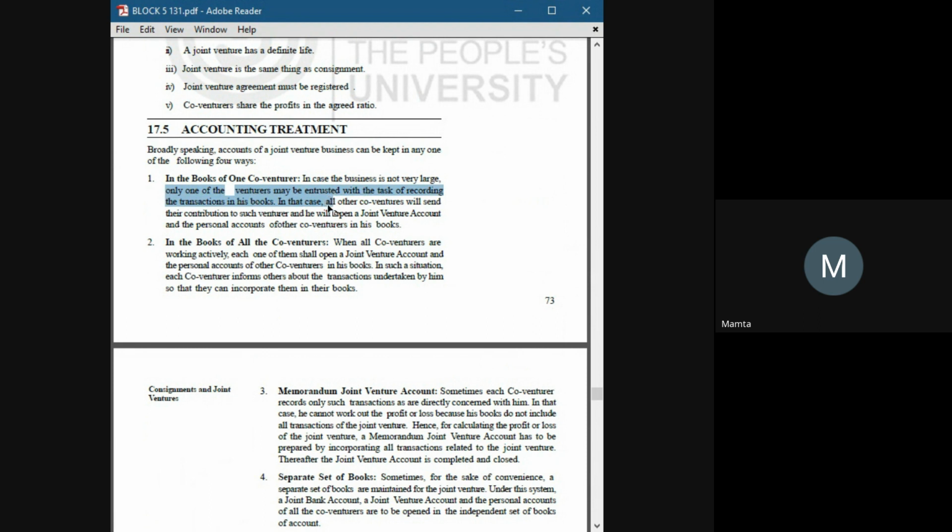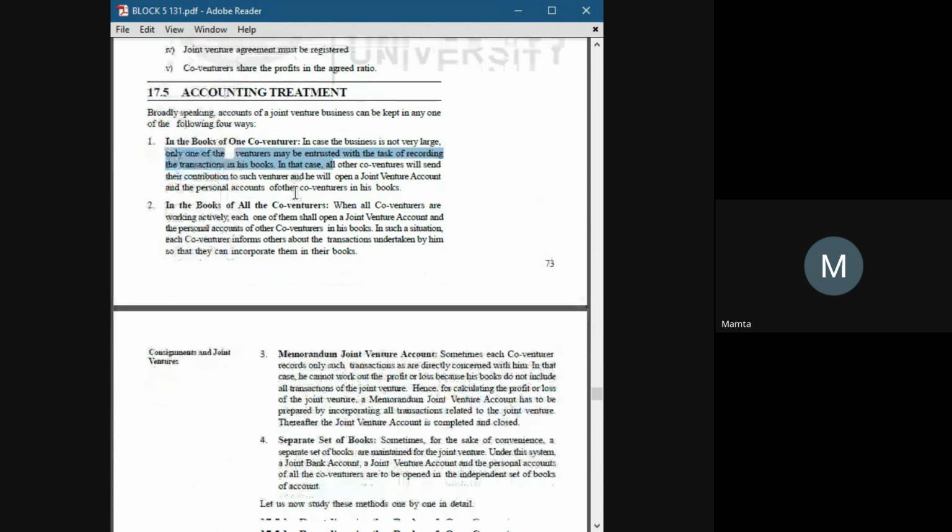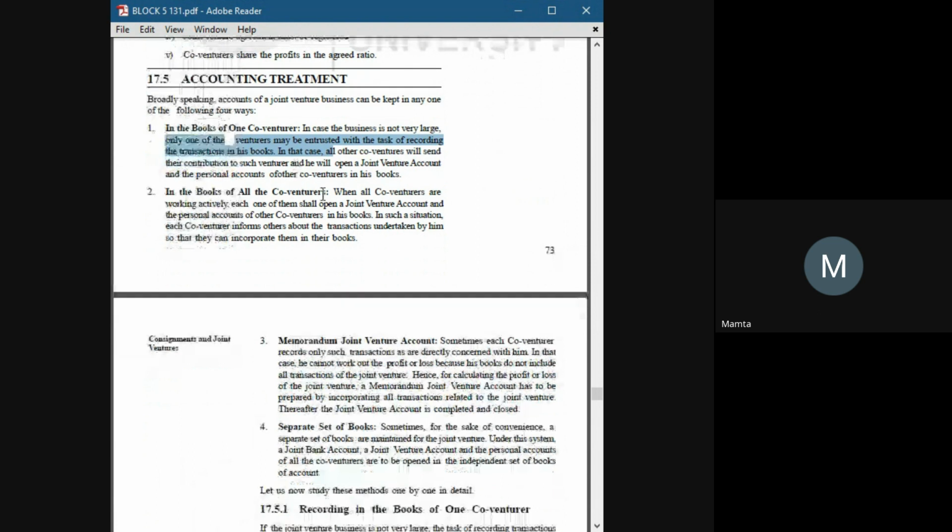Suppose we have three co-venturers A, B, and C, and the business is not very large. We have got a small project. Then only one out of those three will maintain the books of accounts and record all the transactions. In the books of all the co-venturers, if the project is big, then each and every co-venturer will record all the transactions in their books.